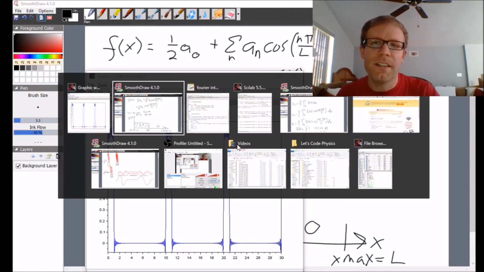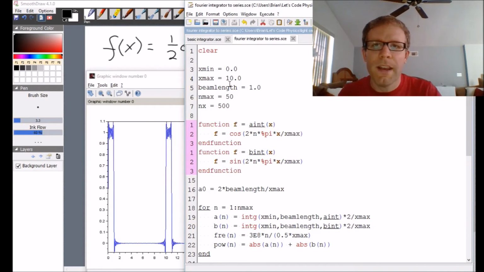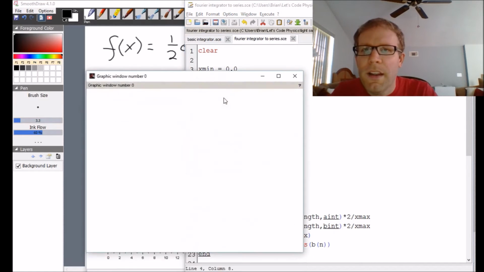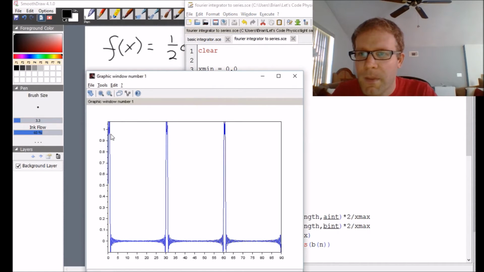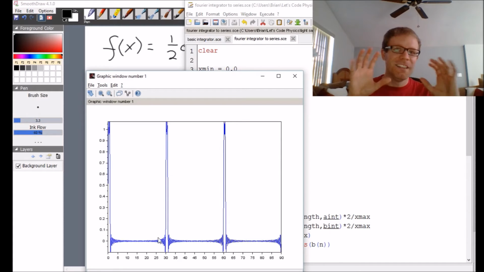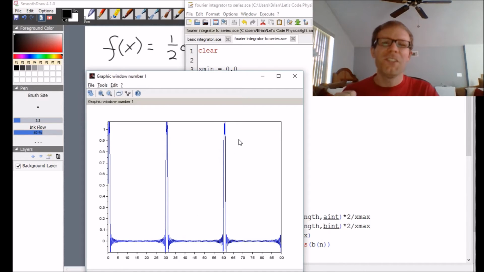The way I can fix that is by increasing my x max, the distance over which I'm integrating. So let's increase this to 30. Now, instead of the beam reappearing at 10, it's reappearing at 30. So I've extended it out a little bit. I've made it a little bit better, but the beam is still repeating itself.